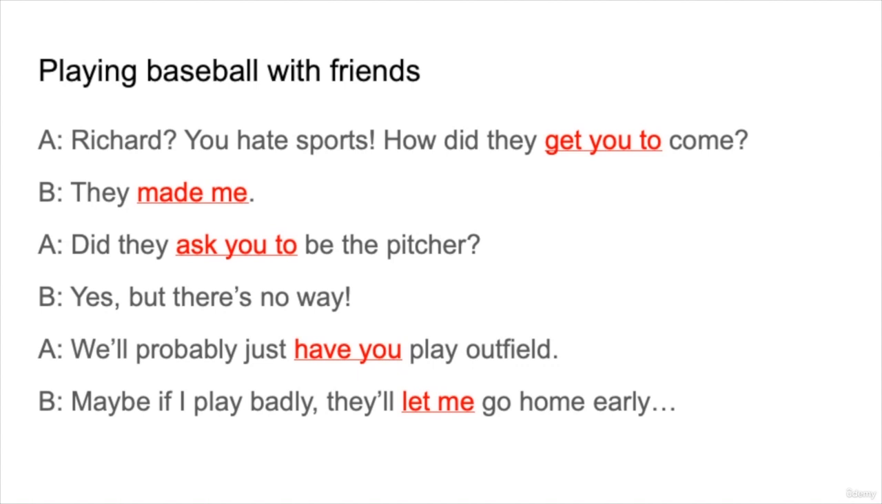Did they ask you to be the pitcher? He could have said no to this. It was possible. This was a big ask, and they knew they had already asked a lot. We'll probably just have you play outfield. This is neutral. There's not really a choice, but Richard is already there. Maybe if I play badly, they'll let me go home early. Now, this is something that he wants to do. He would love to go home early.